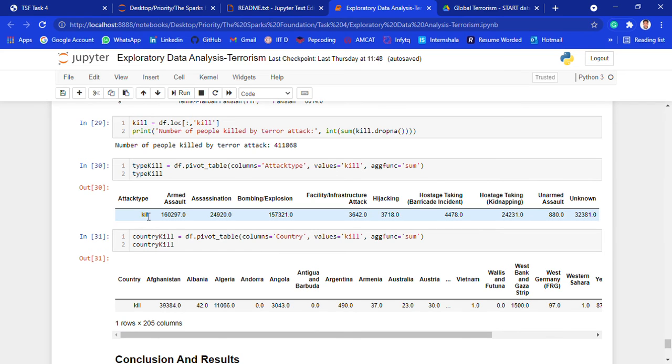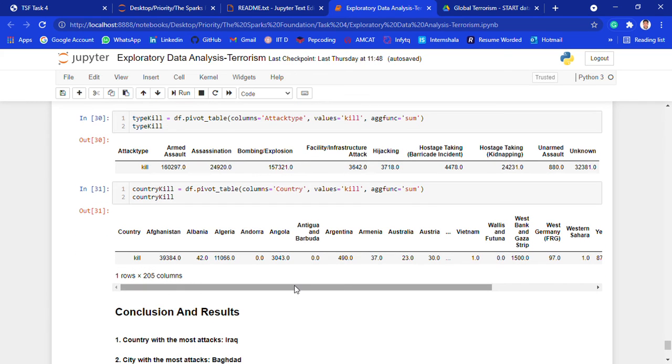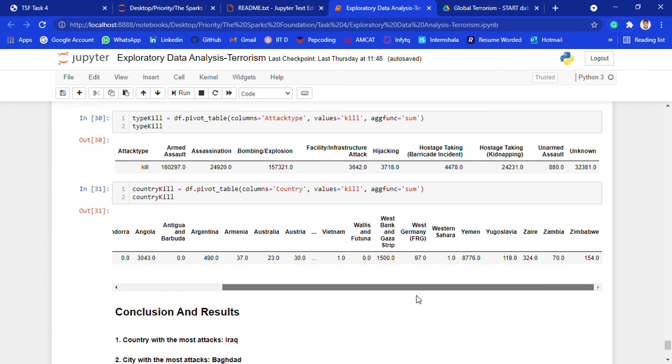These are the attack types in the columns, and in the rows we are representing the number of people that have been killed. I have also tried to classify the data according to the number of people killed in each country. The countries that have faced the most kills are Afghanistan, approximately 40,000, Albania, 42 people, Algeria, and so on. It's a very huge dataset, you can see clearly from here.